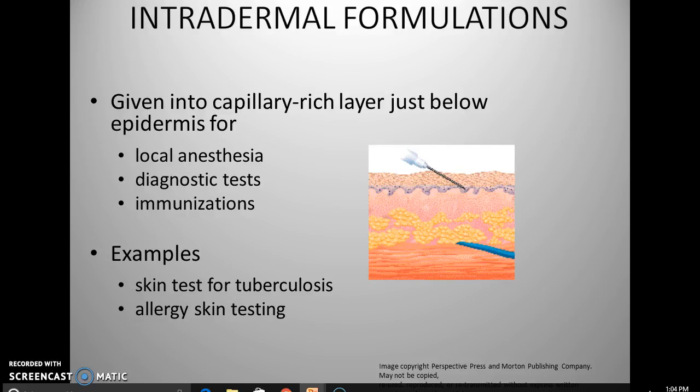Let's look at intradermal formulations. Again, intradermal is between the epidermis and the dermis. And you have to be very good, very skilled to give this particular type of medication. It's good for local anesthesia, diagnostic tests, immunization. This is where you will do the skin test for tuberculosis and for allergies.